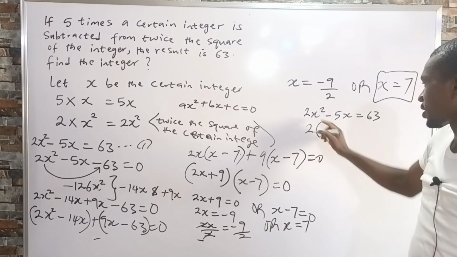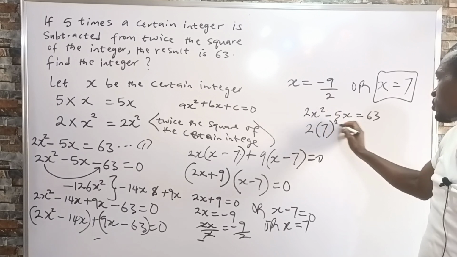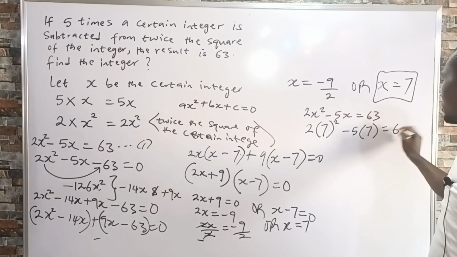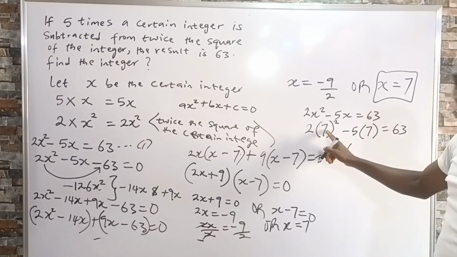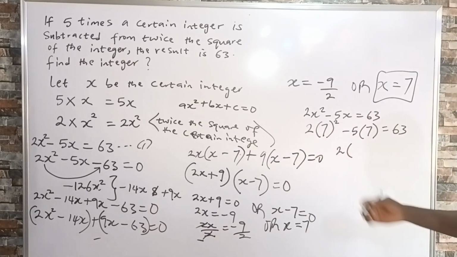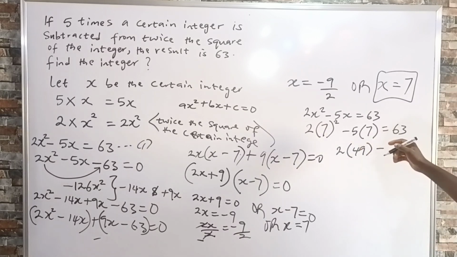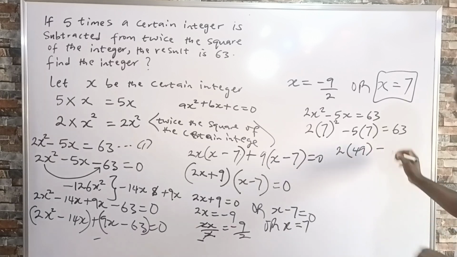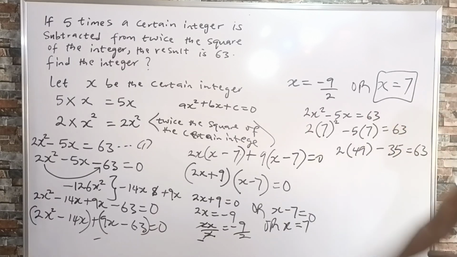This is 2 in bracket. What is x? x is now 7, then all squared, minus 5 in bracket. What is x? x is 7. And that is equal to 63. Then solving further, we have 2 in bracket. What is 7 squared? It means 7 times 7, which is 49. Then minus 5 times 7: 5, 10, 15, 20, 25, 30, 35. 35, okay? And that is equal to 63.